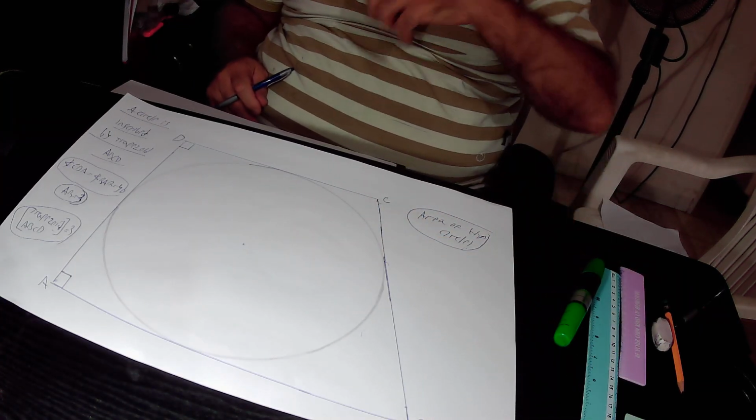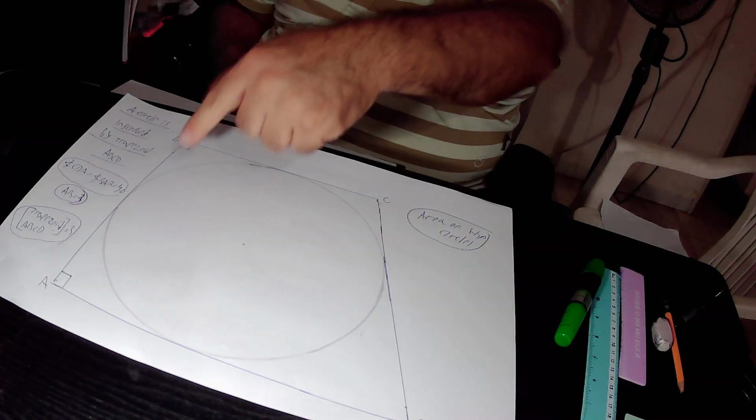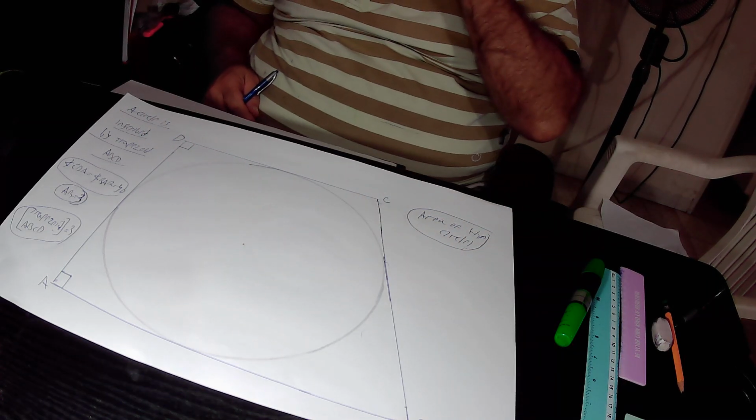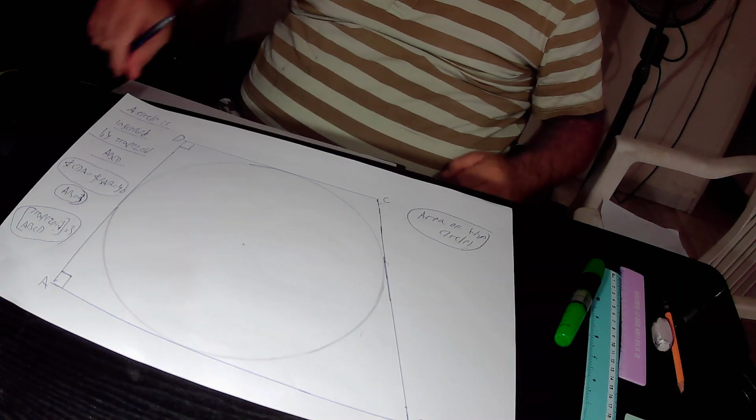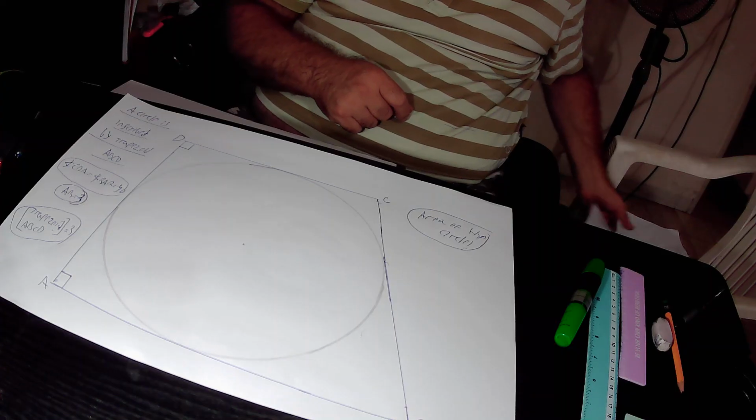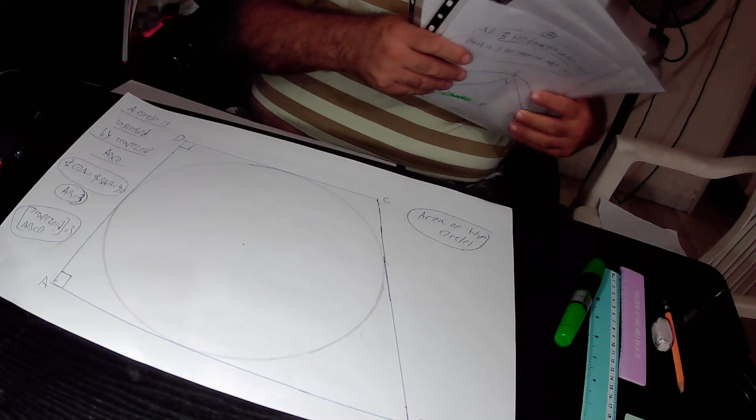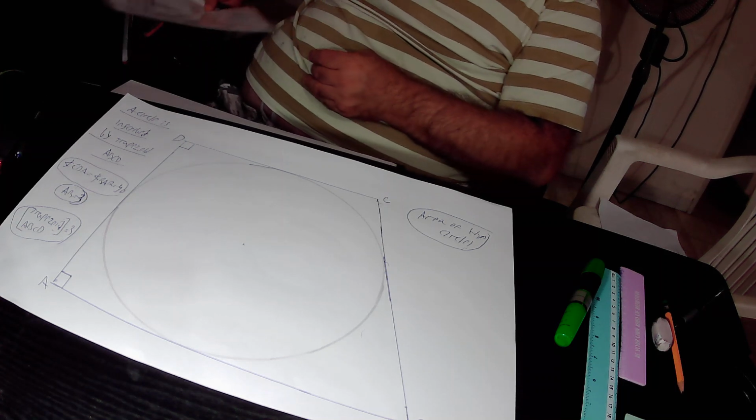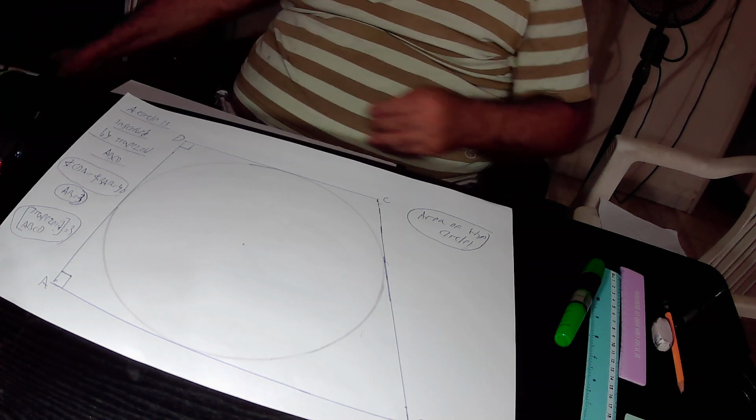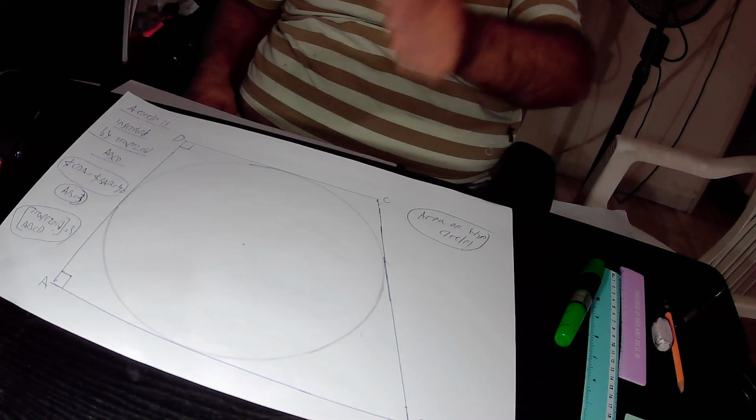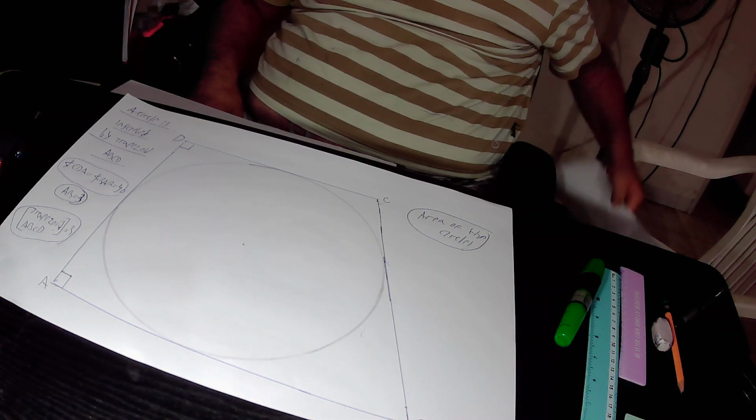Our task in the second question is to find the area of this circle that is inscribed in trapezoid ABCD. So first of all, what is a trapezoid? A trapezoid is a quadrilateral with one pair of parallel sides.